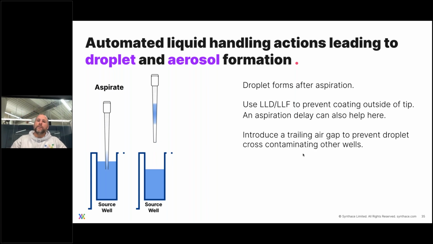Here we show the incorporation of a trailing air gap with some air aspirated after the source volume. This can prevent that droplet being present on the end of the tip, which is a concern if it is present when the device head moves across the deck. It may fall off in some random well.